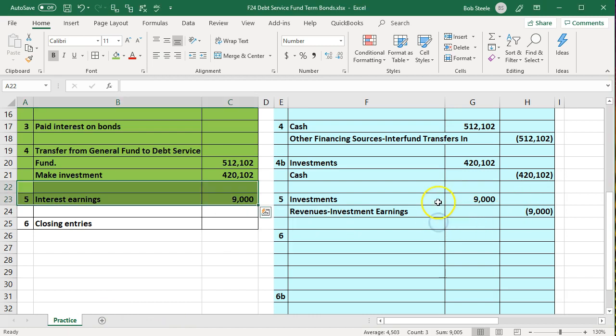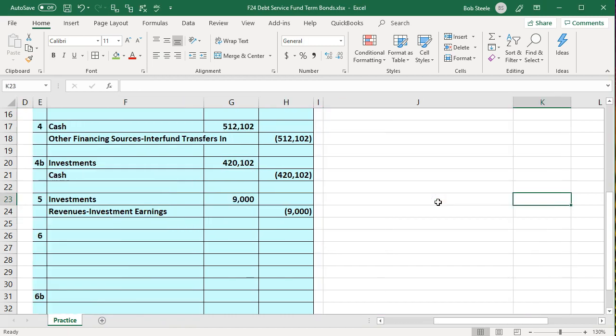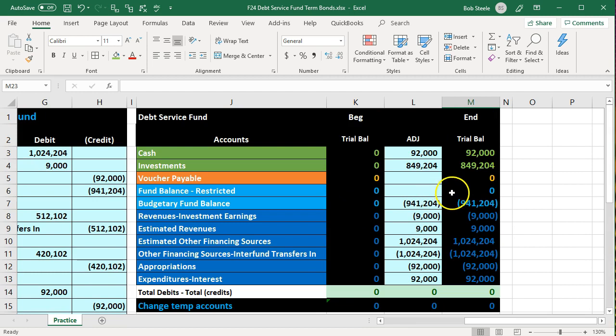In other words, it's the end of the time period, and we need to close everything out. So if I scroll back over, we need to make all these accounts, in essence, 0. All the temporary accounts, we need to make 0. Now, the confusing thing here, of course, is that we have budgetary accounts, and we have the non-budgetary type of temporary accounts that we need to close out. So that's what we need to kind of break out.